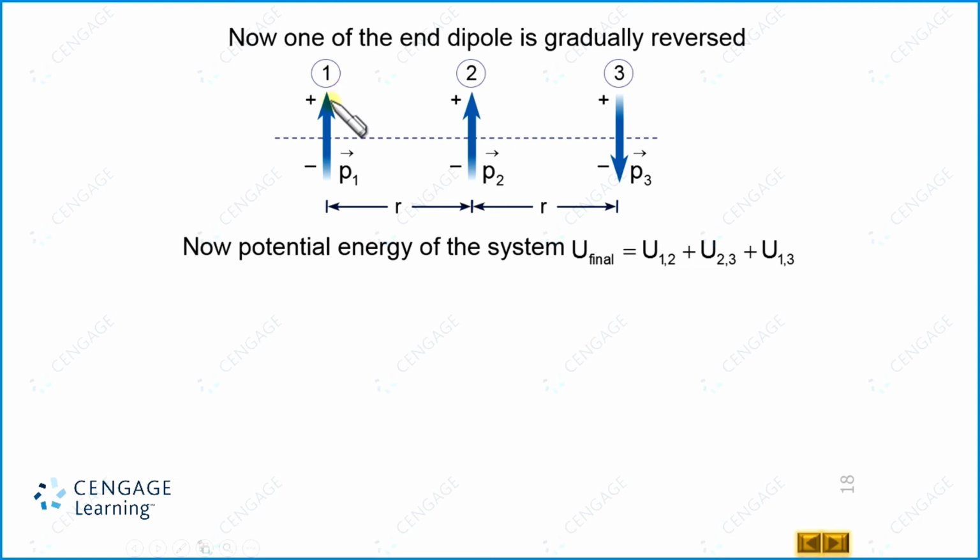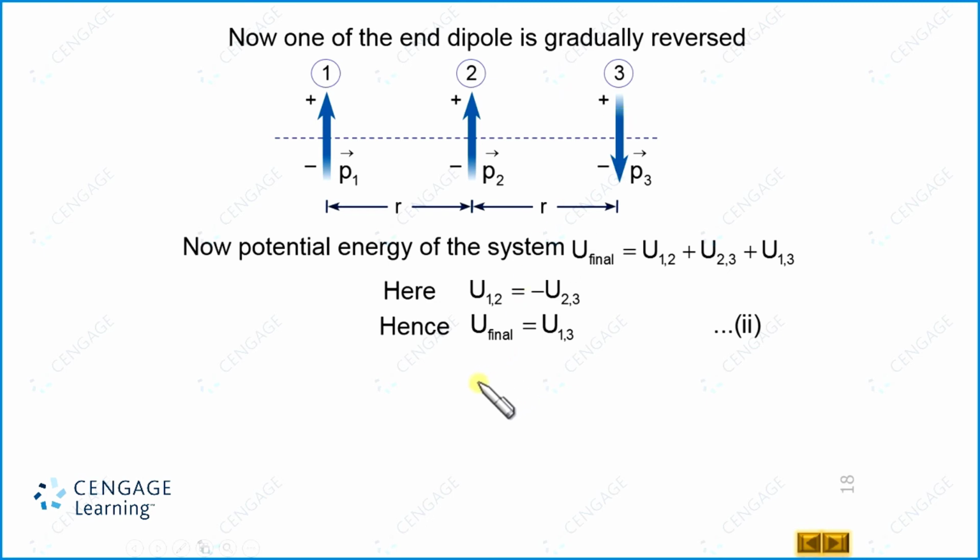Here we can observe that dipoles 1 and 2 are parallel, but 2 and 3 are anti-parallel, having the same dipole moment P and same separation. That means U12 and U23 will have the same magnitude but opposite sign. So if this is positive, this will be negative. That means these two will get cancelled. That means the total potential energy associated with the system should be equal to U13. So we need to calculate U13 now. Now select 1 and 3.